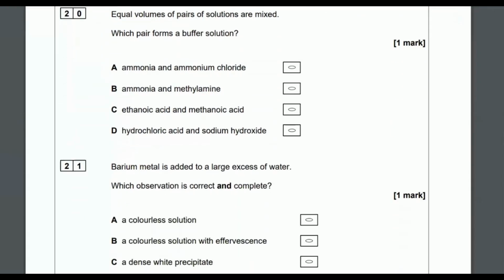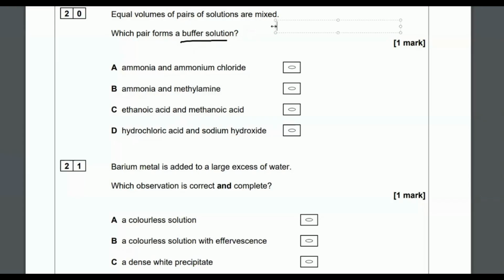20. Like I say, there's tons of these in paper three. Equal volumes of pairs of solutions are mixed. Which pair forms a buffer solution? So you have to ask yourself straight away with this question, and you've got these different combinations, which one can form a buffer. What is a buffer made of?